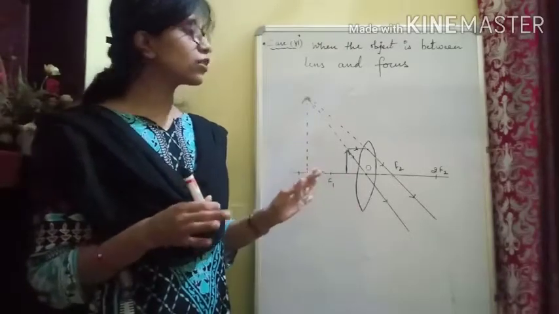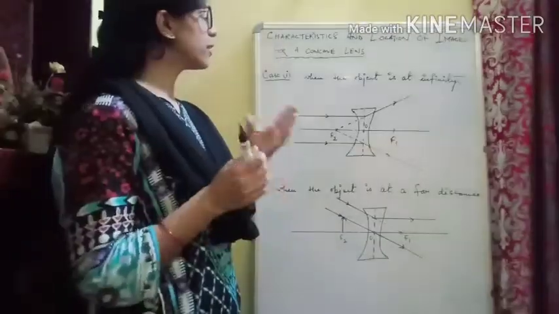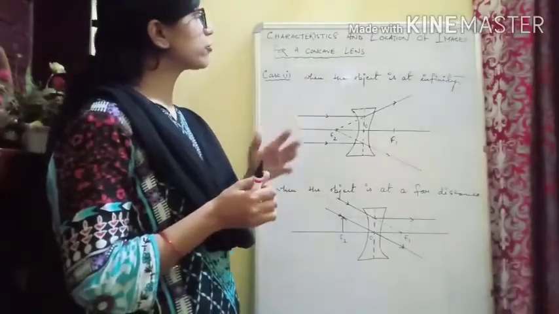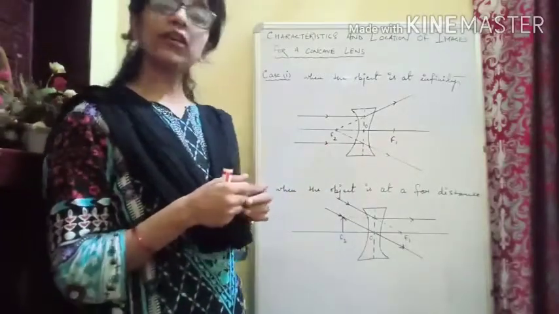Okay, so these are all 6 cases. Now let's move to the concave lens. Next topic is characteristic and location of images for a concave lens. So you see here we are using a concave lens.